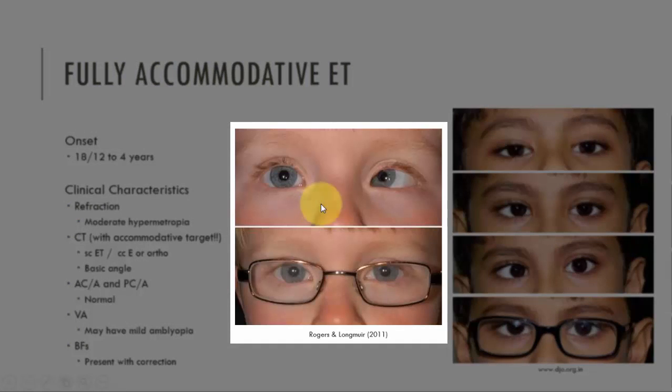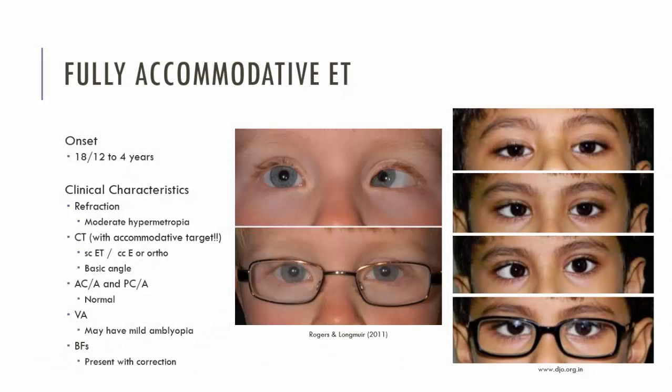Here we see that the patient without glasses has a left esotropia, and then once the hypermetropic correction is given to the patient, they are straight. And you would confirm this with a cover test. With the glasses on, they'll either have an esophoria or they'll have an orthophoria. The angle is generally basic because we have a normal ACA ratio and there is really no impact of the ACA ratio or PCA ratio on this deviation. So it tends to be very similar near and far.